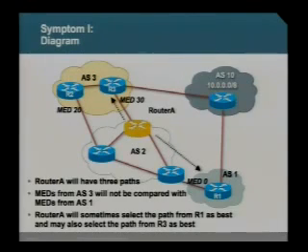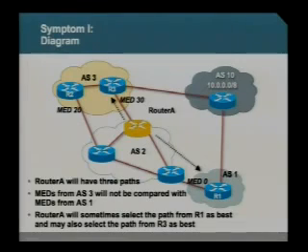Router A sitting here has got 3 paths. So MEDs that are sent by AS3 will not be compared with MEDs from AS1. So certainly A sitting here will compare MEDs that are here from router 2 and router 3. That's fair enough. We're not comparing any MEDs here because they're from different ASes.